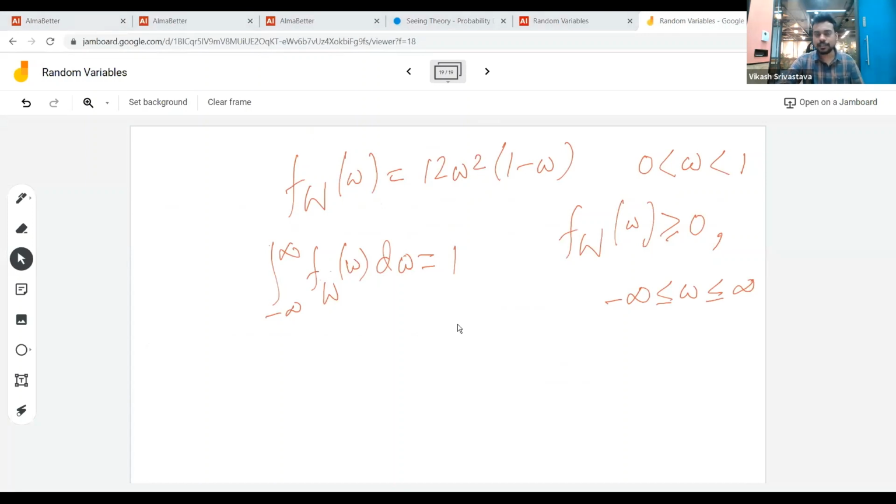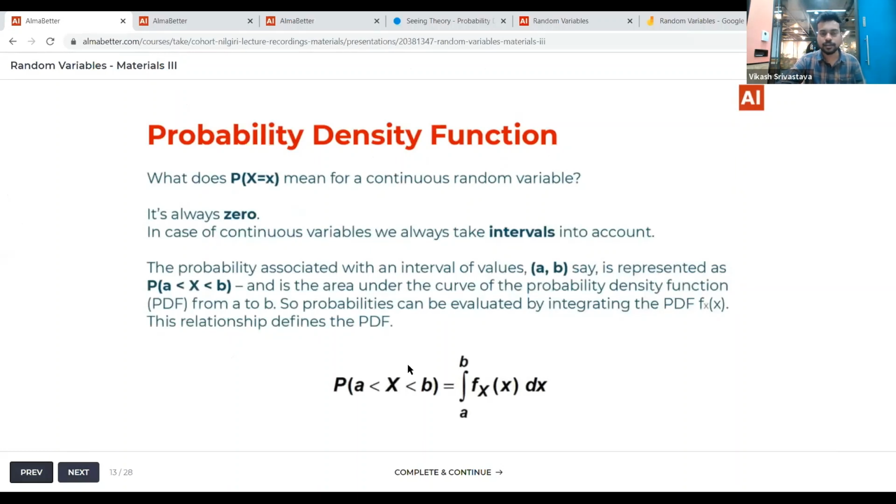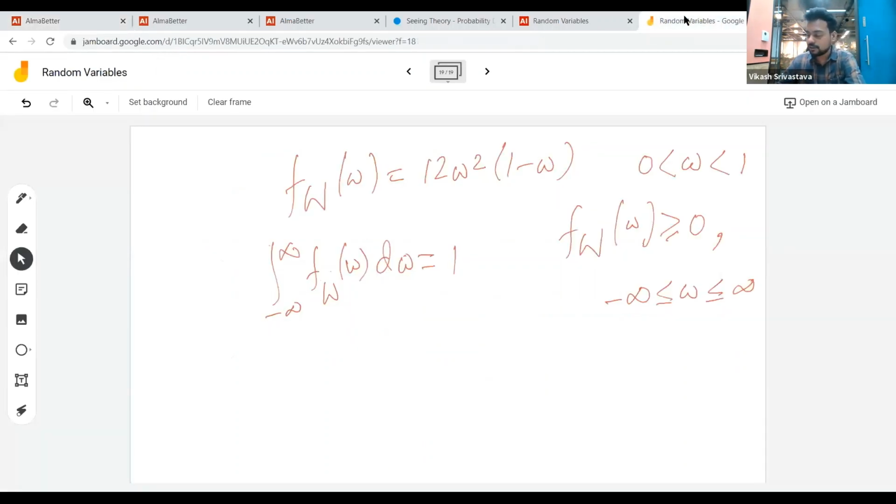So Sheets is asking a question. I'll just digress a bit. He's asking, can you explain again why the probability at x equal to a is 0, please? So here when I said this basic definition, right? So this is 0. If you do any such integral, let's say you want to find the probability, so let's say this is a, you want to evaluate the probability at x equal to a.